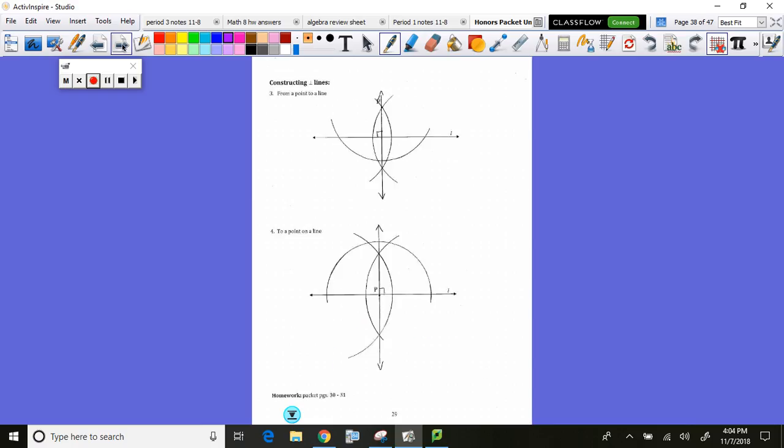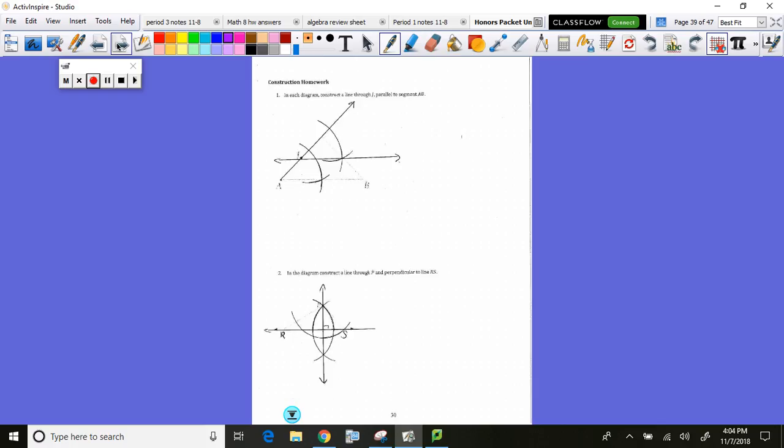Here, construct very straightforward directly off the sheet, off the video. So here's where I did my first problem. So I wanted through point J parallel to AB. What I did is I extended this line and then I started and I copied an angle.